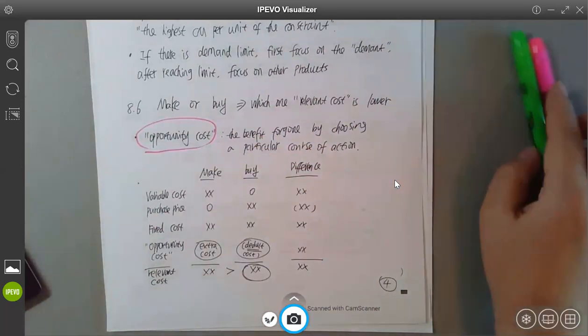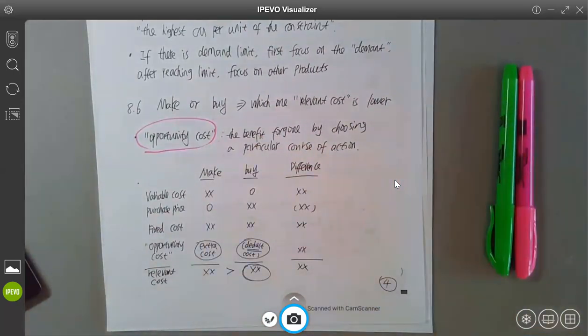I personally think chapter 8, as long as you understand the concept, you practice, you are very careful, but you don't overthink, you should be okay.